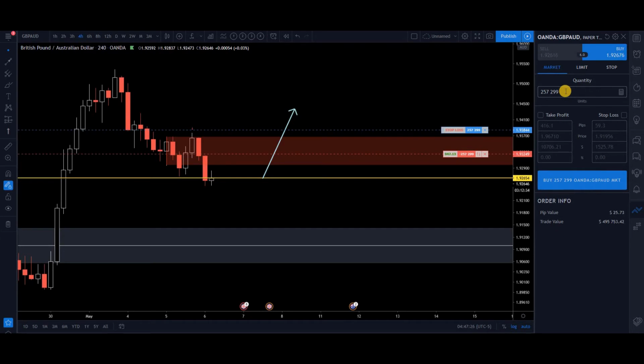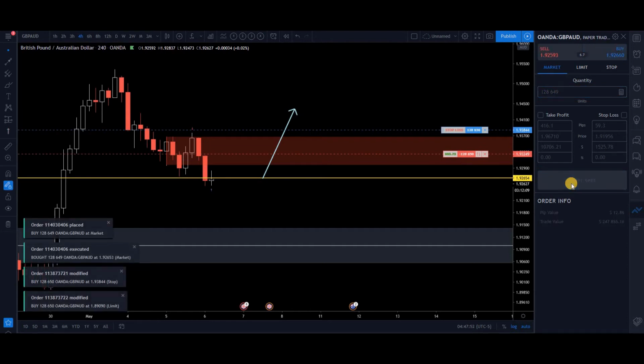257299, which is our lot size, half of that is 128.649. So what I'm going to do is type in 128.649. Now that represents half of our position. Once I enter that, you will see half of this profit disappear, and that's banked. So let's do that right now. And there you go.